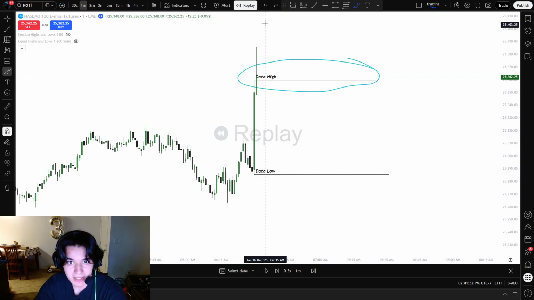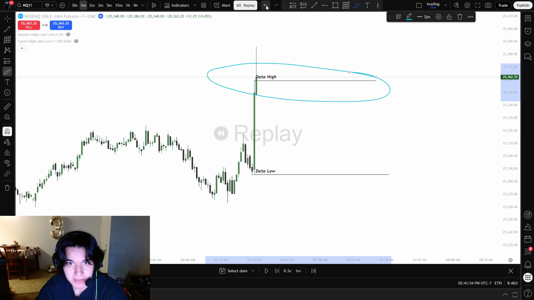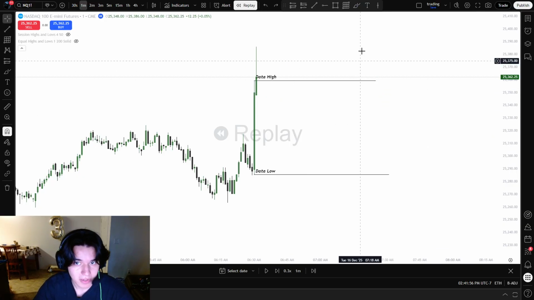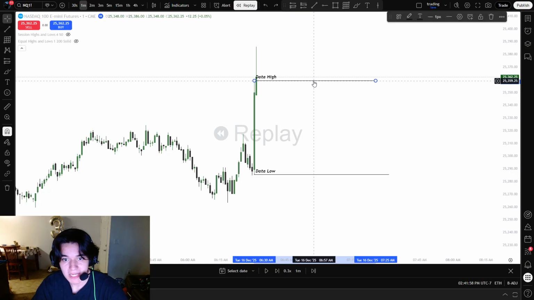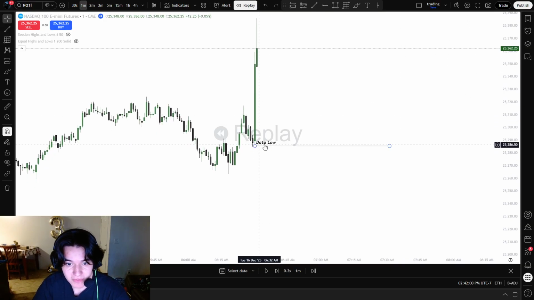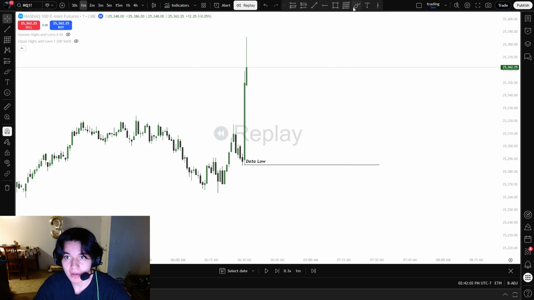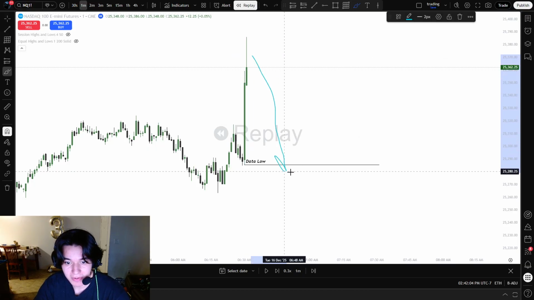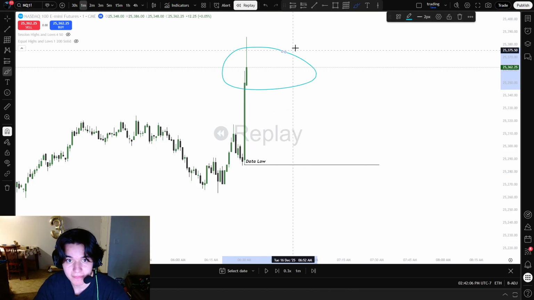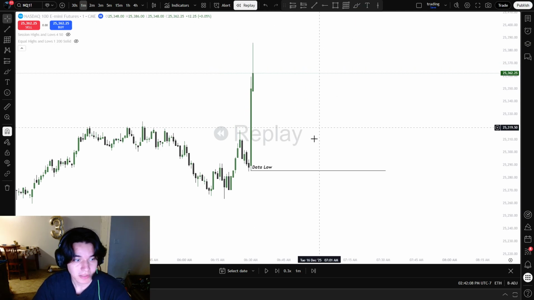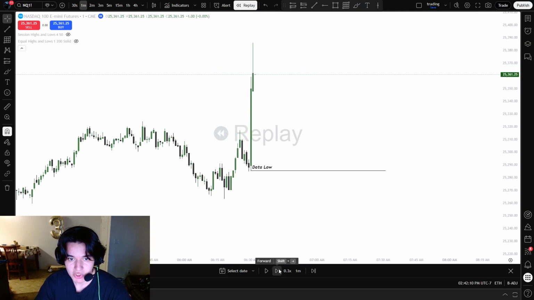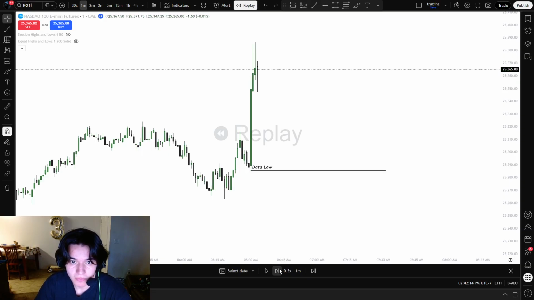We've already taken out the data high from this, so this doesn't really matter anymore. The data high has been taken out, so now we have the data low. Now we're going to be waiting for price to come down here and take this data low. So we can find an entry up here and get a trade to the data low. That's what we're looking for.